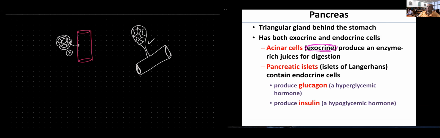So the pancreas actually has both parts. It has the acini or the acinar cells. Those are going to be producing the digestive enzymes that will be released in the small intestine to help break down the food. So those are considered the exocrine part, exo, outside. And I mean by outside here, outside of the blood.